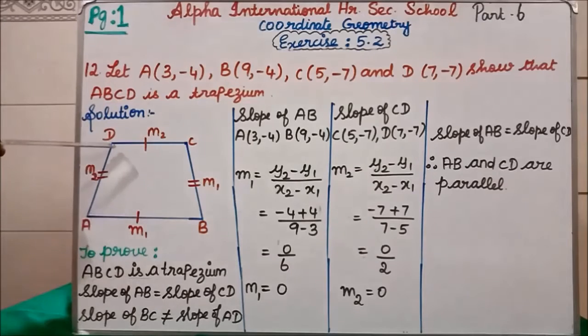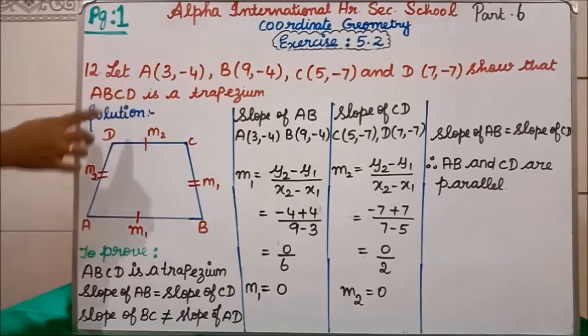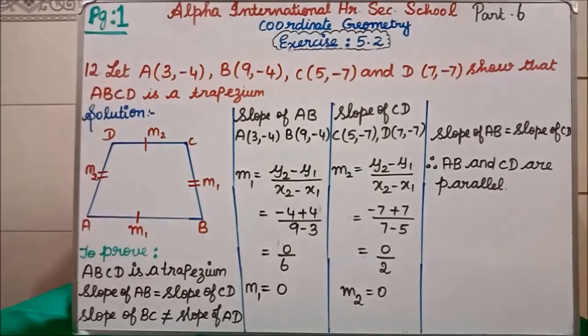Only one pair means, see, I have written only this side. Slope of AB is parallel to slope of CD. If you are getting it parallel, parallel means m1 is equal to m2, then the given points form a trapezium. Clear? The other two sides, AD and BC, should not be equal in slope. These two sides are not parallel. Only in a trapezium, one pair of opposite sides are parallel in a quadrilateral, as we have learned. Isn't it? Now we'll start the solution.